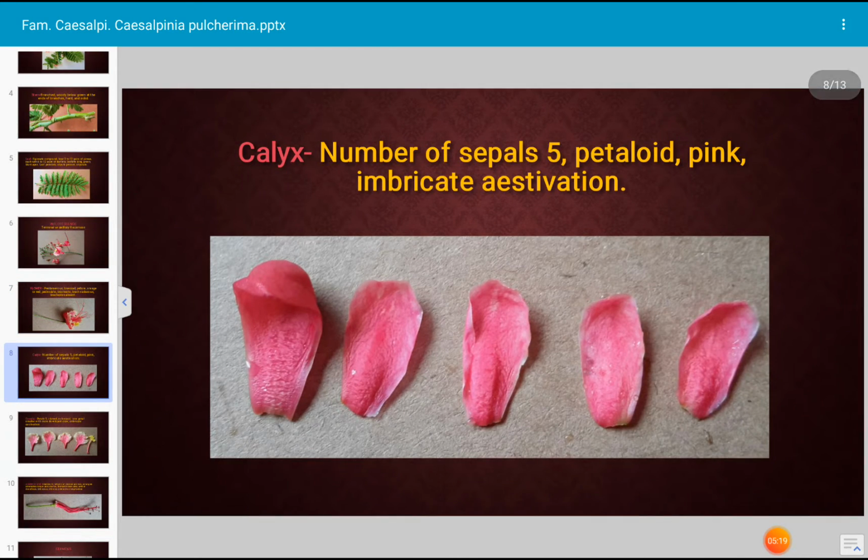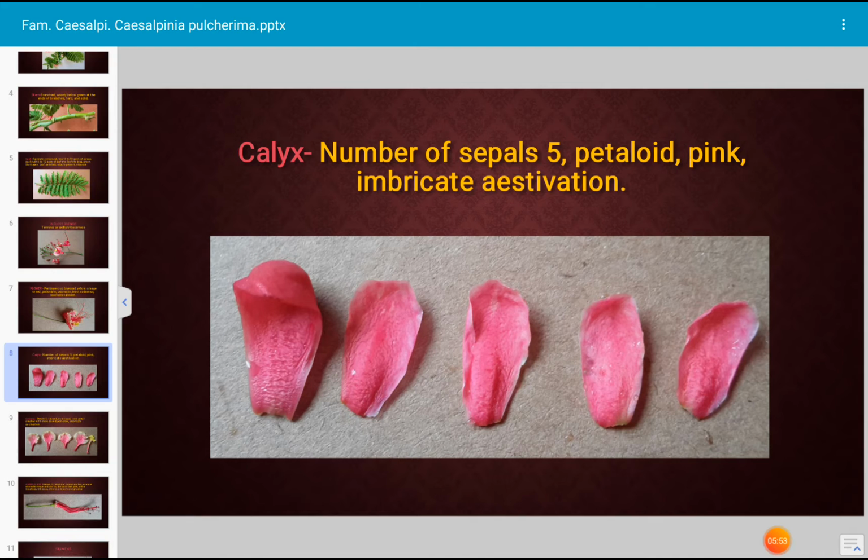Next. This is the calyx of Caesalpinia pulcherrima, family Caesalpiniaceae. Calyx consists of sepals, and sepals are the units of calyx. All the sepals together are known as calyx. In Caesalpinia pulcherrima there are 5 sepals. Sepals look like petals. They are colored or petaloid. When the sepals resemble the petals, they are described as petaloid.